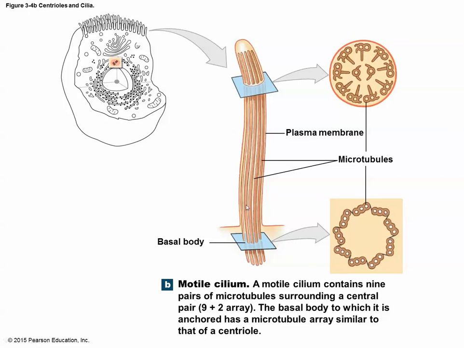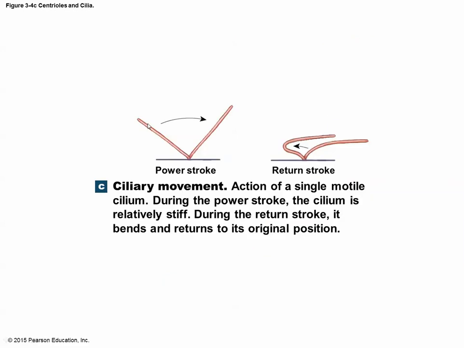But as you get up into the motile part, the arrangement changes a little bit, and you have 9 pairs of microtubules surrounded by a pair in the center. This is called a 9x2 array because you have 9 of these pairs on the outside, and then a pair they're surrounding within the center. And these things can move, and they have a very specific way that they move.